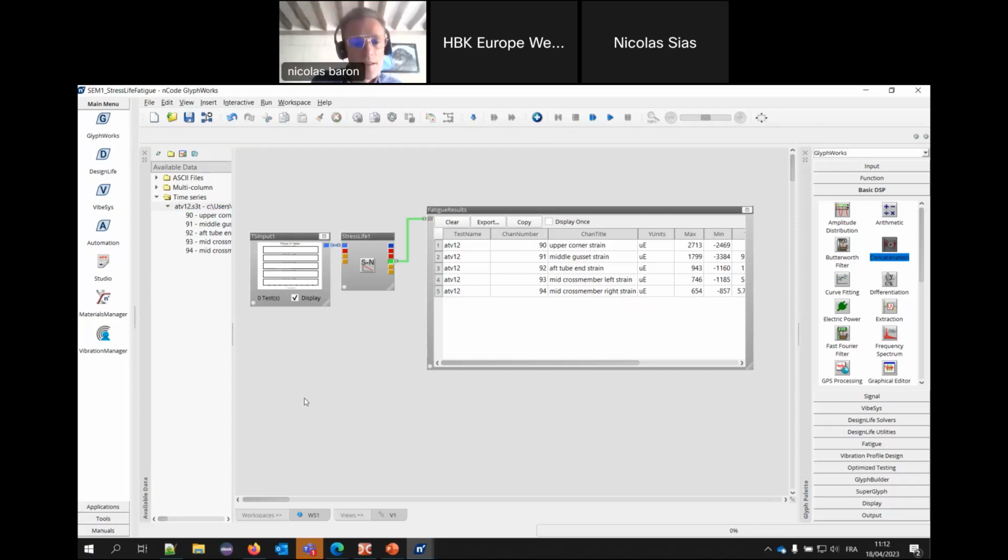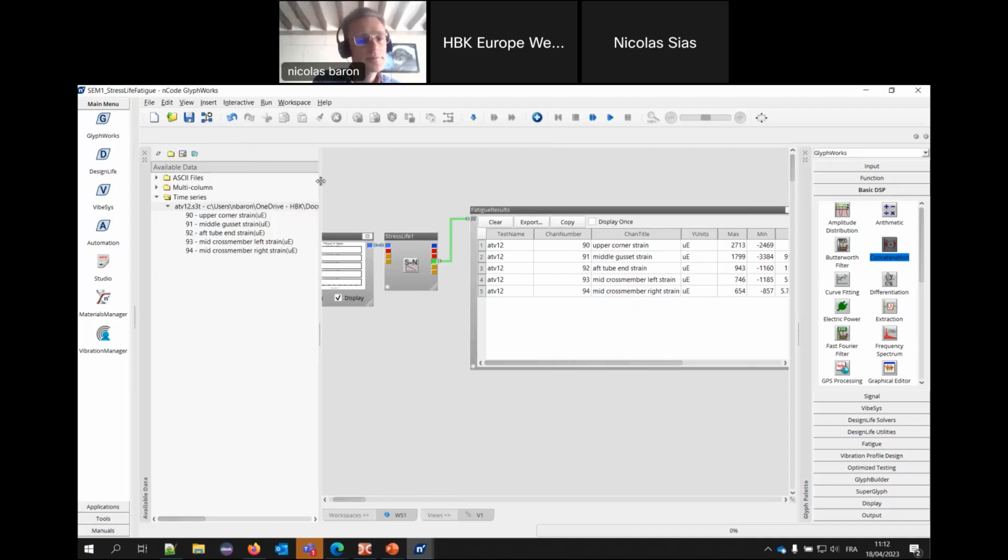The main interface being this workspace here, that is intended to collect the glyphs you have on your right side here on the glyph palette. And using these fundamental blocks of engineering knowledge, you will be able to calculate things and do a lot of things in signal processing. This flow is intended to calculate the results of your fatigue strain gauge measurements.